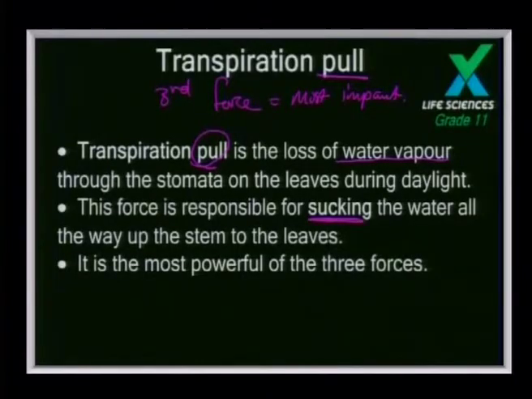So transpiration is the loss of water through the leaves of a plant. Specific structures are the stomata, where water moves from a higher to a lower water potential from cell to cell until it gets to the substomatal airspace, and there it diffuses into the substomatal airspace and out of the leaf. This force is responsible for sucking the water all the way up the stem to the leaves. It is the most powerful of all three forces. You've got to know that.